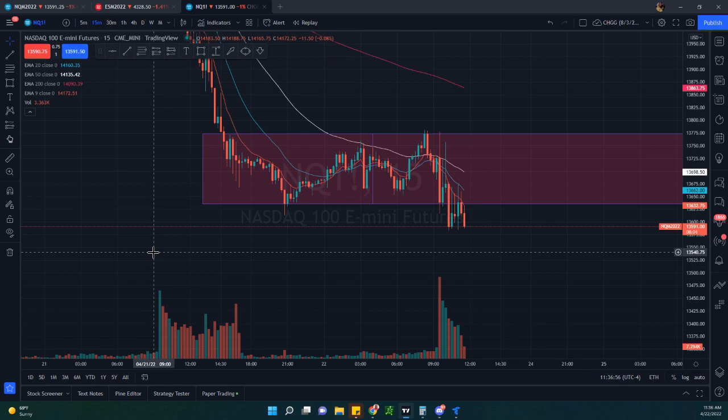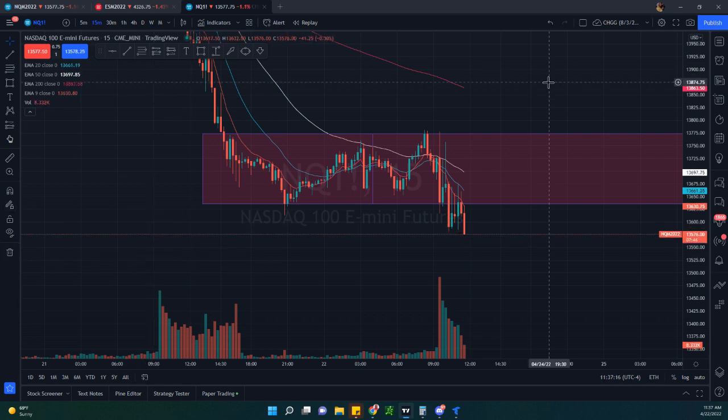I want to make a quick tutorial on, once again, the zone strategy, because this just keeps on printing. But I wanted to make this as a good entry for a break and retest video, because I think this is showing an amazing example of it.